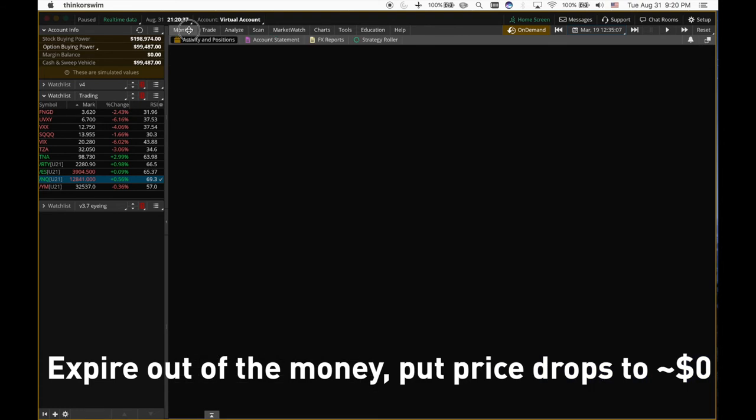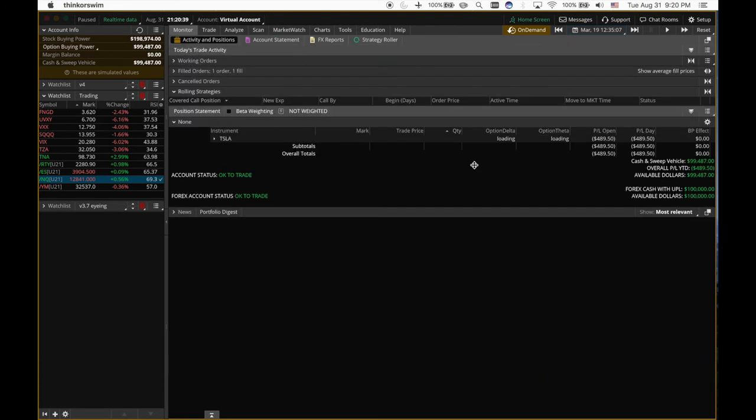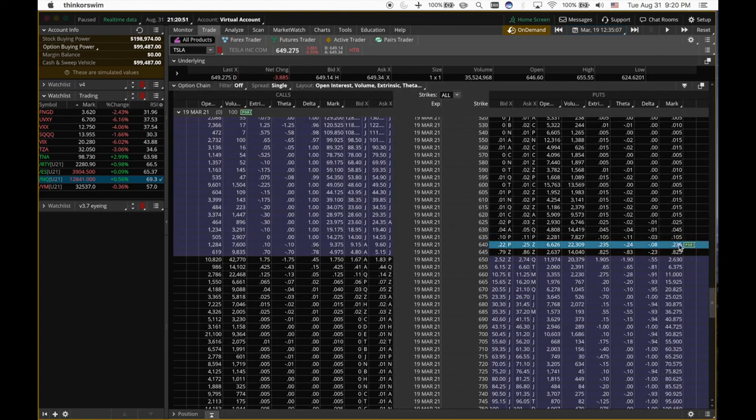So if I look at the monitor, look at my account, I'm actually losing money. Well, on paper, I'm down, right? Because I spent $520 on it. Right now, it's only worth $23. This is not great. Why does the 640 put lose so much value when it's out of the money?